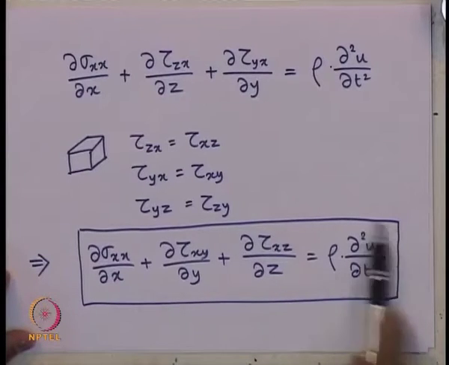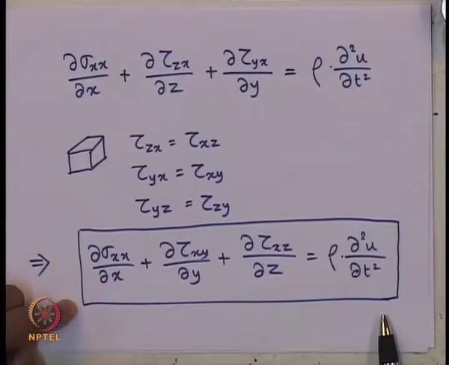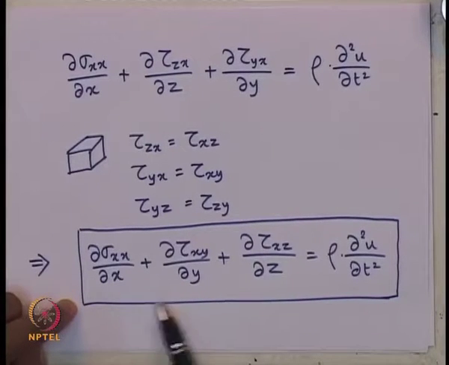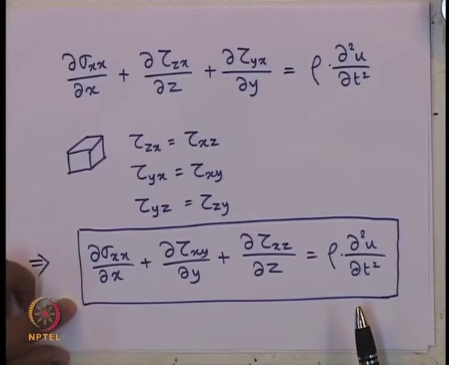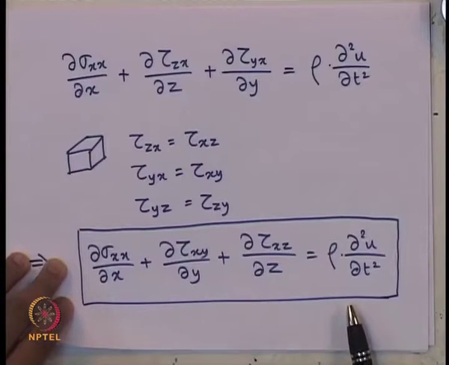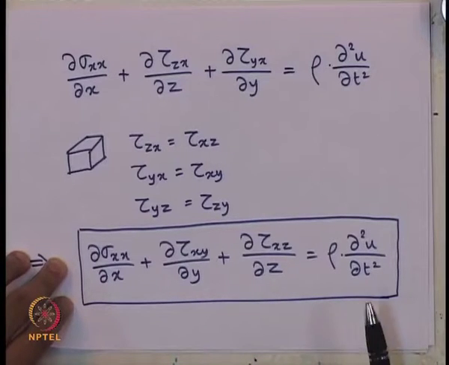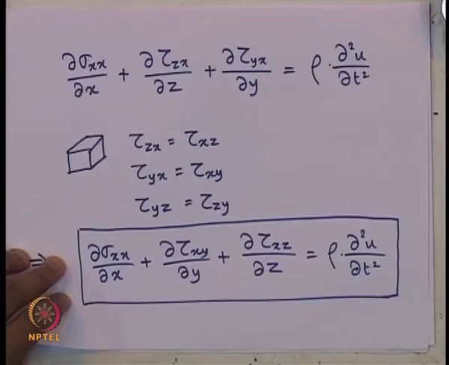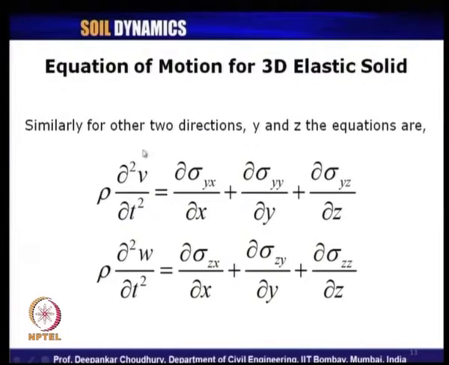This is the basic governing equation of motion in 3-dimensional wave propagation for the x direction only. Similarly, in the other two directions, y direction and z direction, we can write the equation in this form. You can note down. So, we can simply compare.